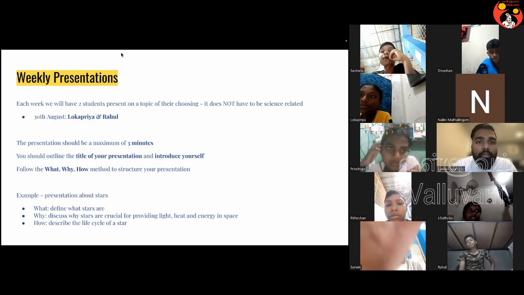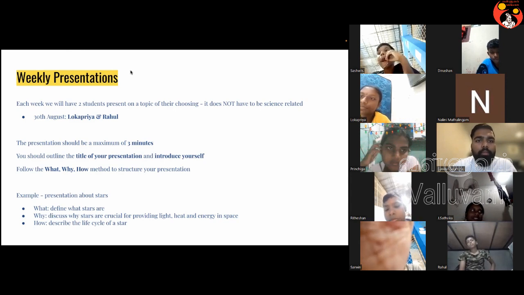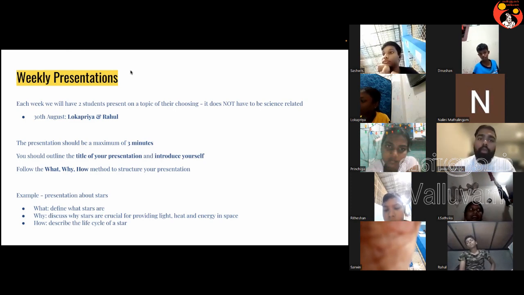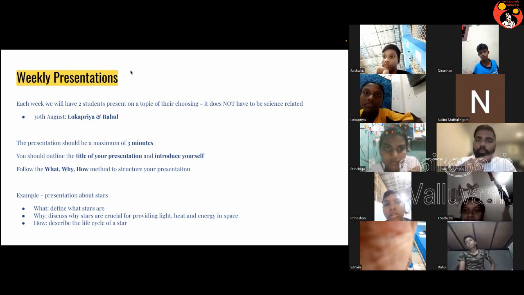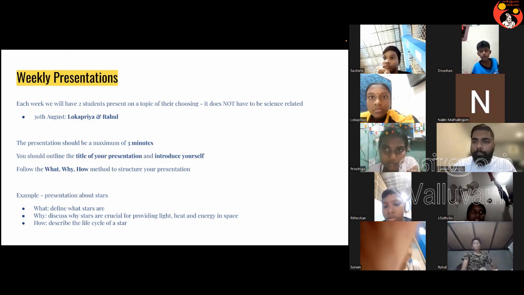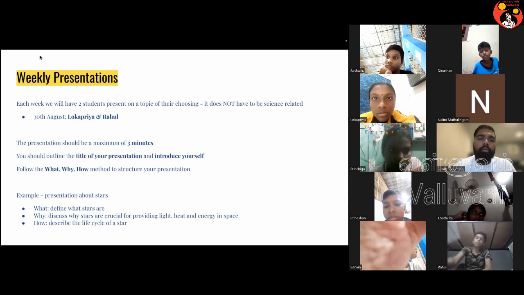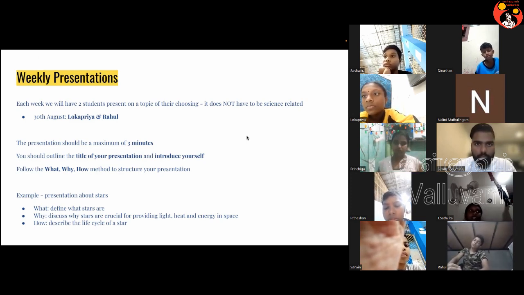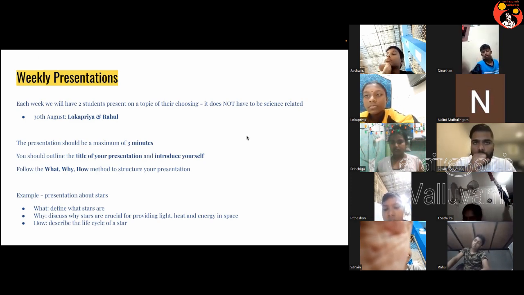So Dinishan, yes, I see your hand up. Sir, 1 week, 1 person, right? 2 person, right? 1 week, 2 people. So everybody will get a turn, but we'll go through different weeks. So by about the 4th week, everyone would have had a turn. Okay. Loka, Priya, and Rahul say the presentation. So one by one. Yes, 1 by 1. Correct. Thank you. No problem.